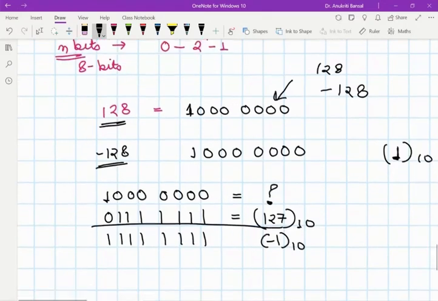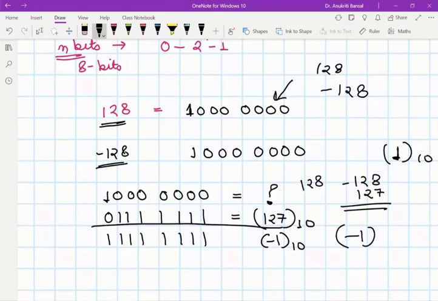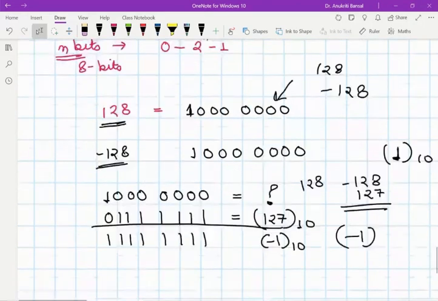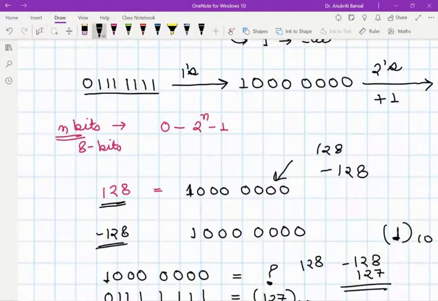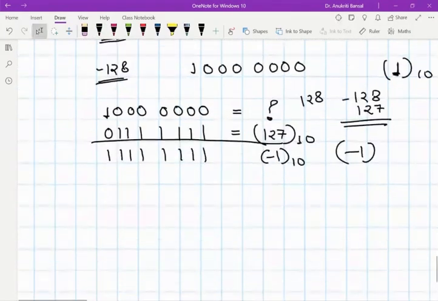Now what will be out of this? Which two numbers should be added so that I get minus 1 as output? Shall I add 128 or shall I add minus 128? Minus 128. So if I add minus 128 with 127, I'll get the output minus 1. So a good choice for this representation is minus 128 and not 128. Okay.